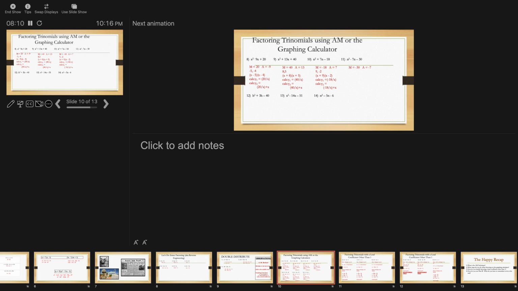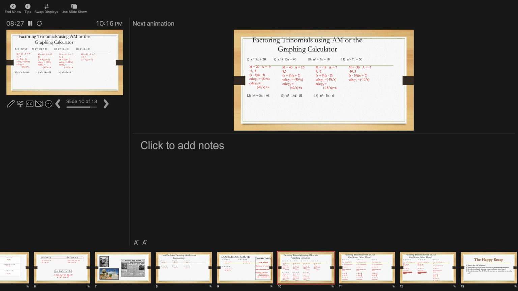All right, for the next one, number 11, I'm going to multiply out to negative 30. I'm going to add to negative 7. So what two numbers multiply out to negative 30 and add up to negative 7? Negative 10 and 3. So my factors are x minus 10 and x plus 3.